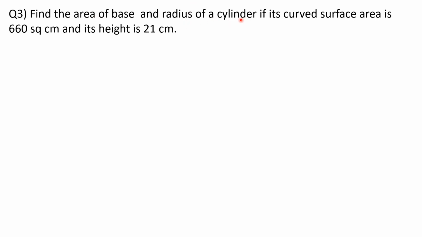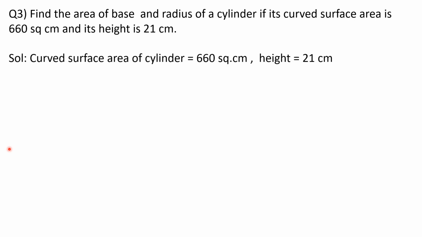Now, the given thing is the curved surface area of the cylinder, that value is given, and the height is given. So we'll use this and find out the radius. Solution: curved surface area of cylinder equal to 660 square centimeter, height equal to 21 centimeter. Therefore, curved surface area of cylinder equal to 2 pi rh. The formula is 2 pi rh. So we'll write down the formula first.